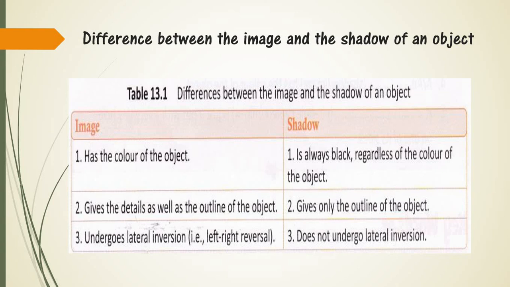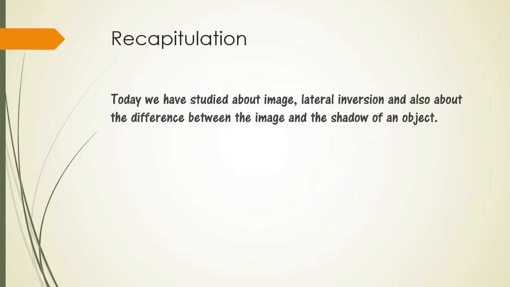But in a question, it can be asked what the similarities between image and shadow are. So image and shadow both form due to reflection of light. Due to that, we are able to see the image and we are able to see the shadow, and both have the outline. The outline is present in the image, and in the case of shadow also. These are the similarities and differences. Three differences are there. So till here we will study.